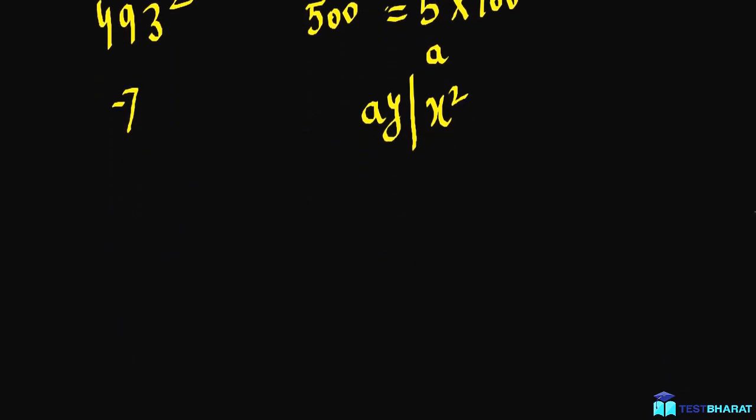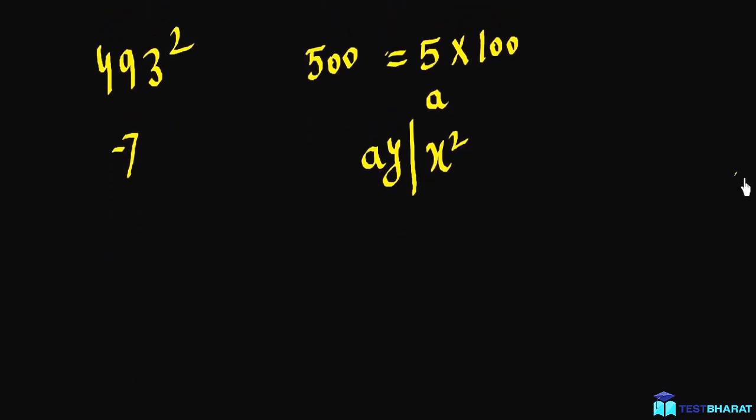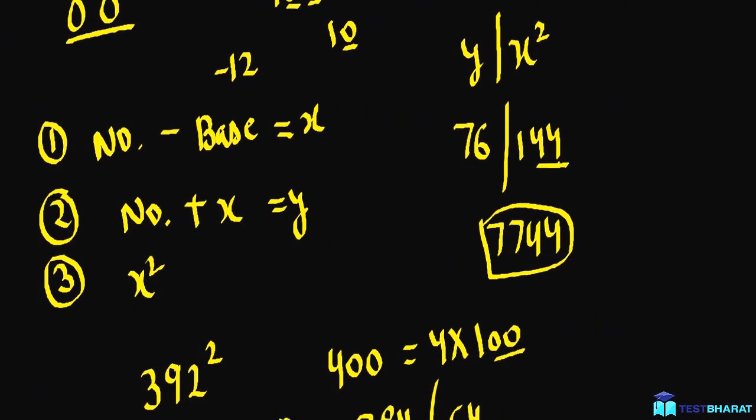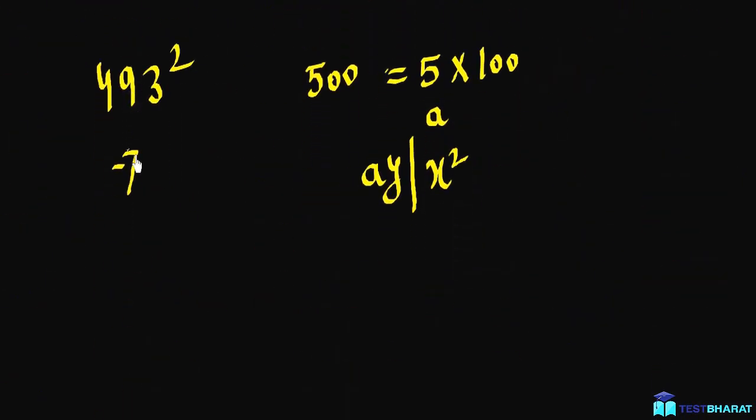You have to practice this trick to be a master of it and to calculate these 3-digit squares in 30-40 seconds. You have to practice it. So number plus x: the number is 493, plus minus 7, that will give me 493 minus 7, which is 486. So now I have y, I have x, and x square will be 49, and I have a as 5.